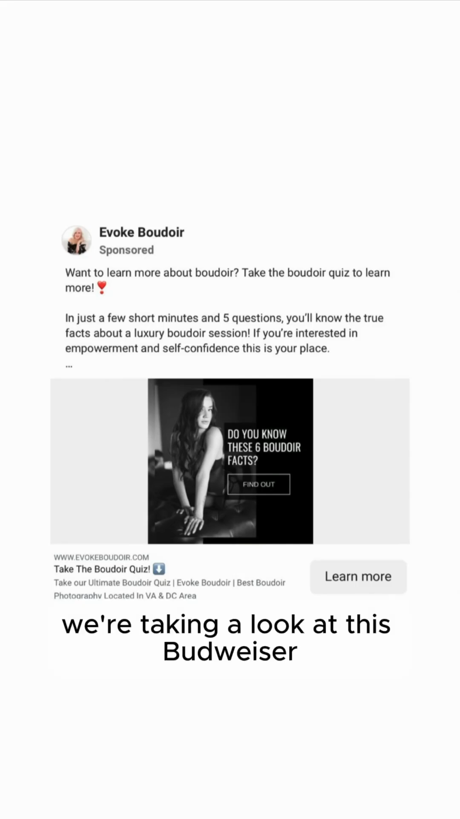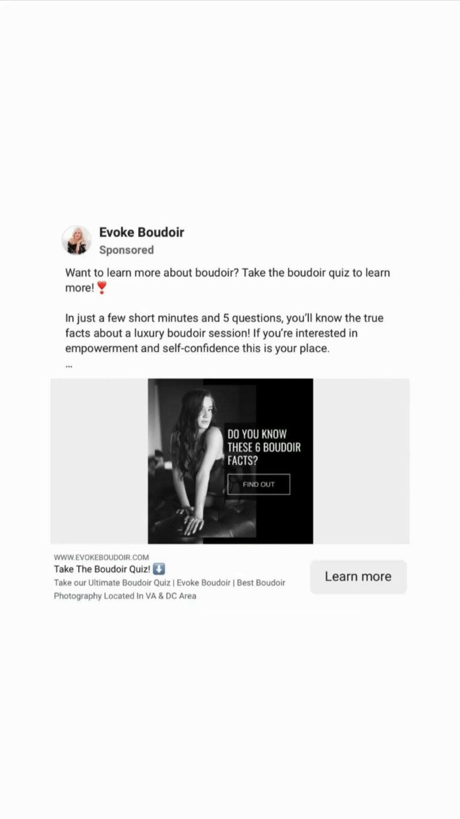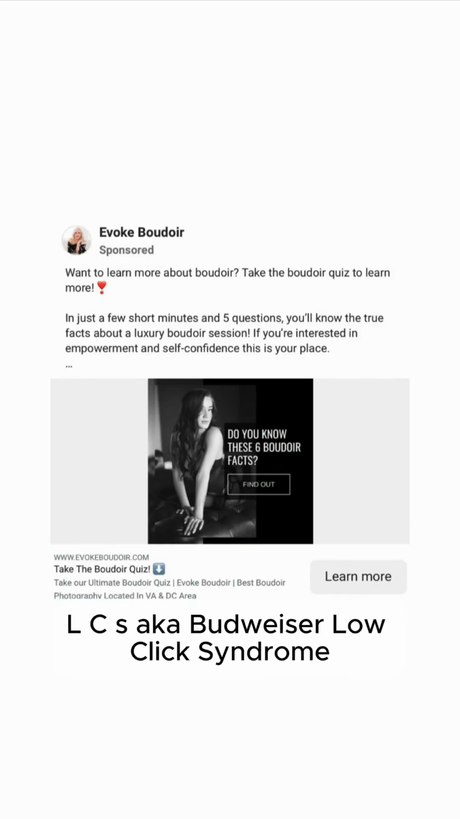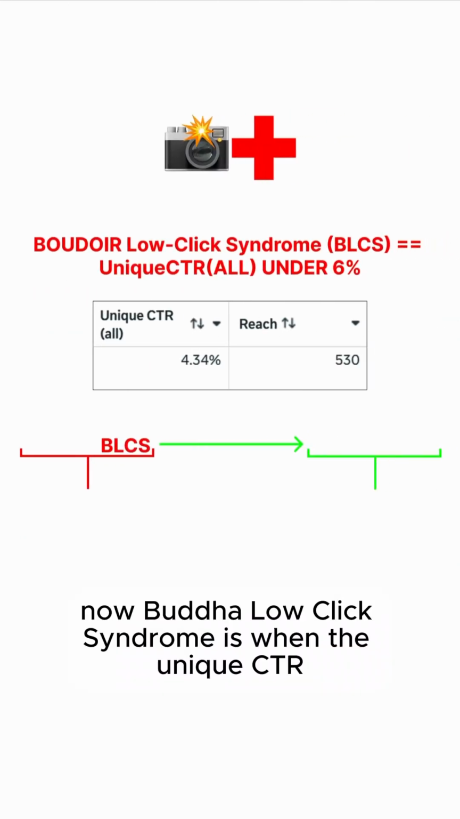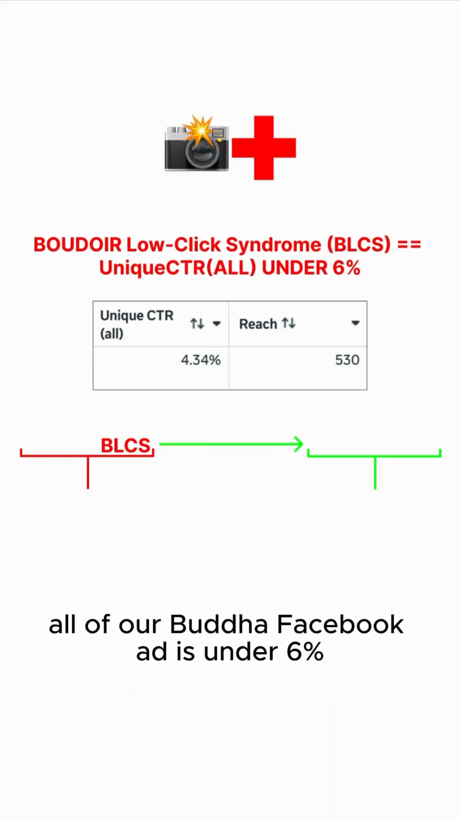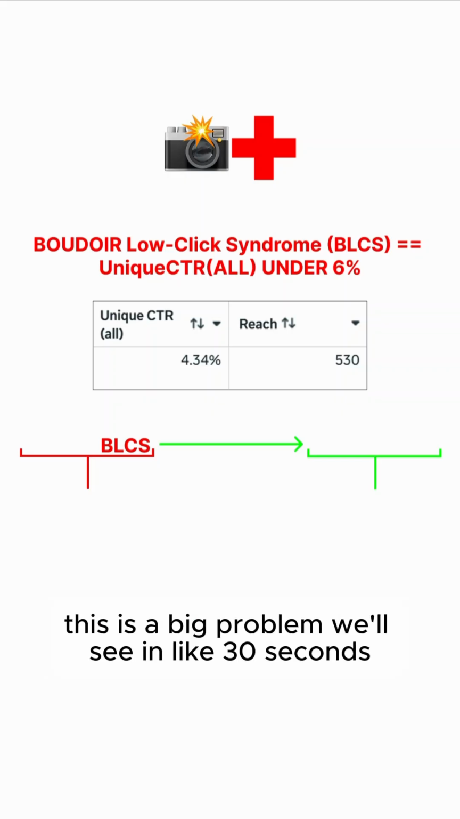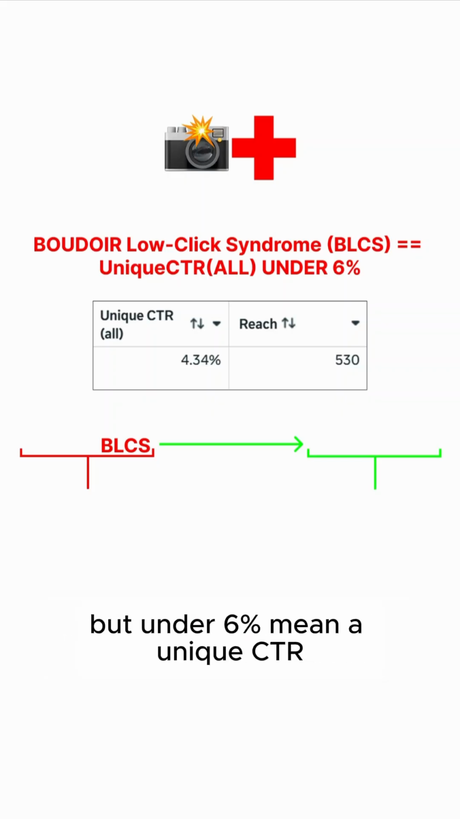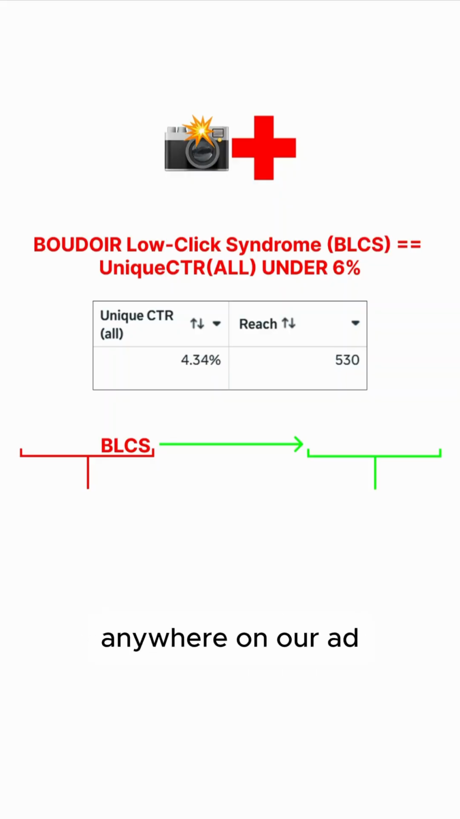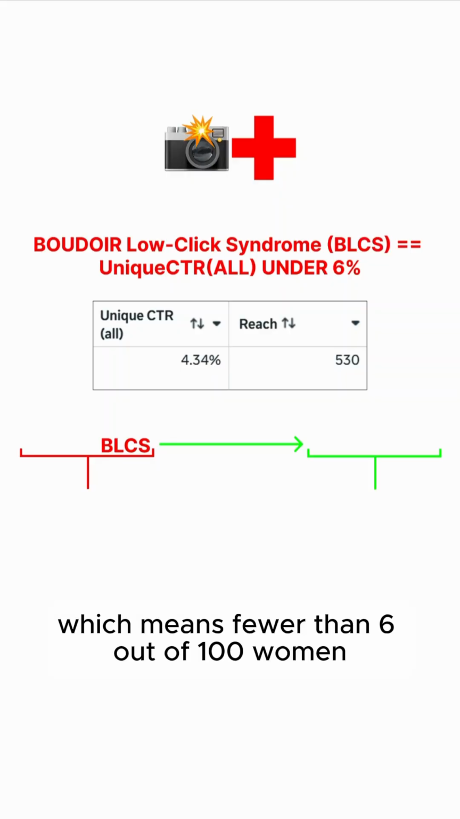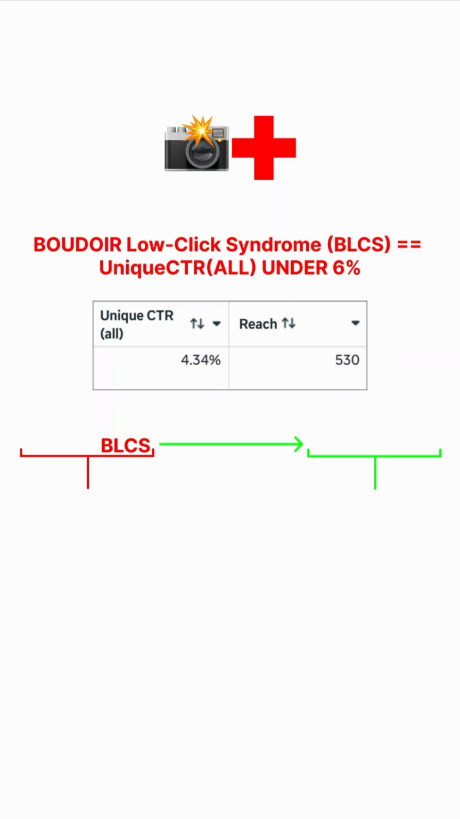All right, y'all, we're taking a look at this Boudoir Facebook ad today, seeing if it has BLCS, aka Boudoir low click syndrome. Now, Boudoir low click syndrome is when the unique CTR on our Boudoir Facebook ad is under 6%. Under 6% means fewer than 6 out of 100 women are clicking anywhere on our ad, which means fewer than 6 out of 100 women, our ad is entering their brain.